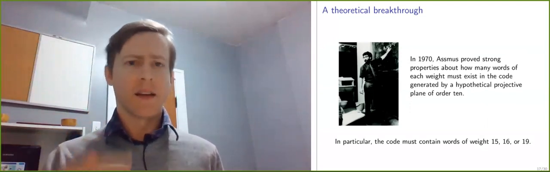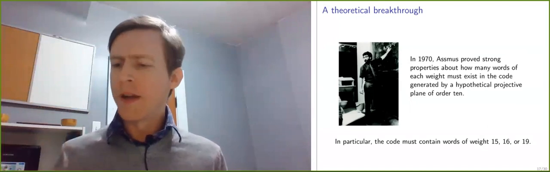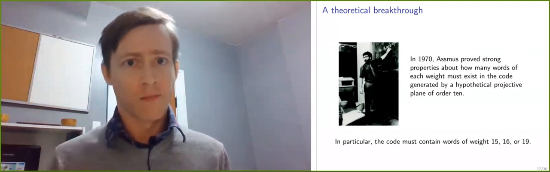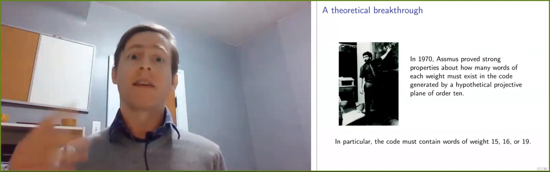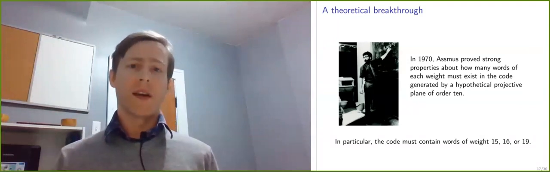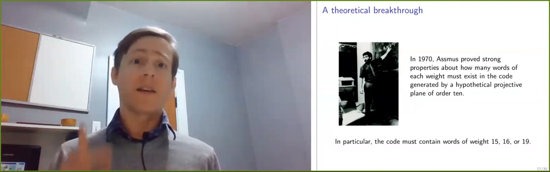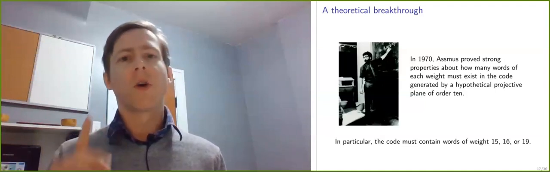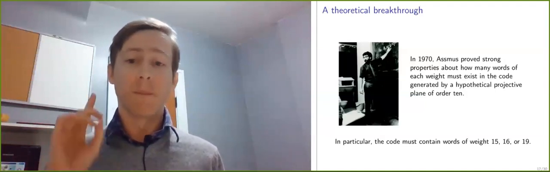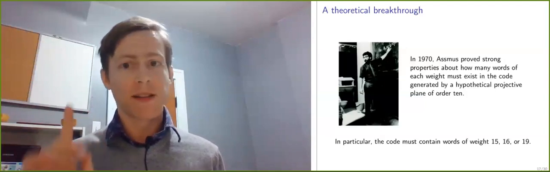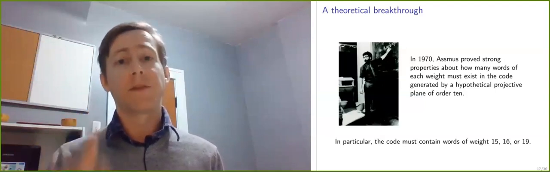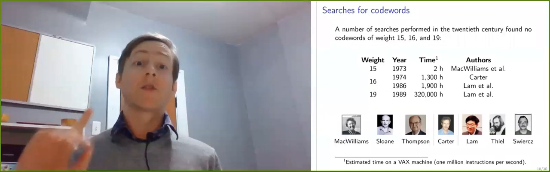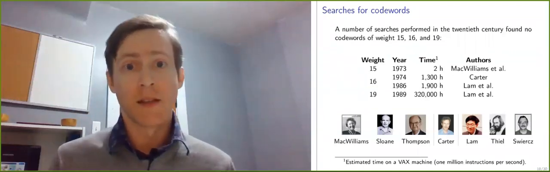He did something interesting. He assumed that the projective plane of order 10 exists. We don't know if it does, but he assumed it and then derived properties that the code must satisfy. Very curious, but in fact, you can derive properties about which code words of which weight must exist. In fact, if the code exists, there must exist vectors of weights 15, 16, or 19. This dramatically limits the search space.